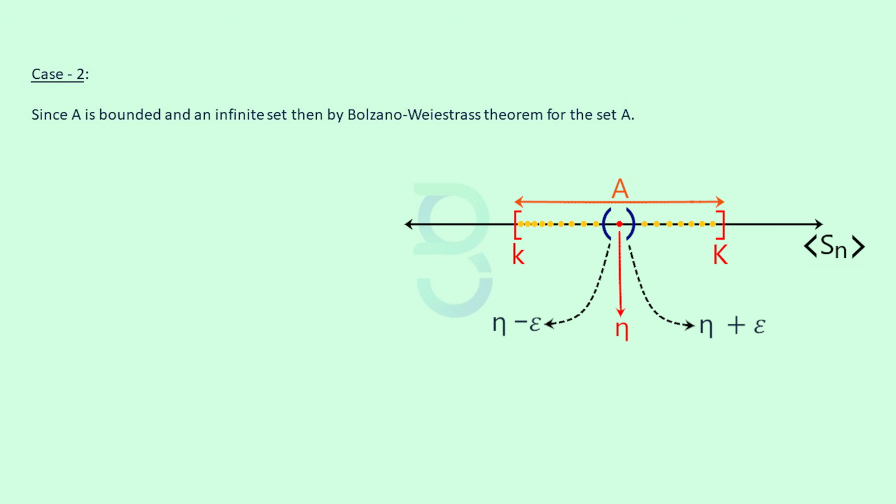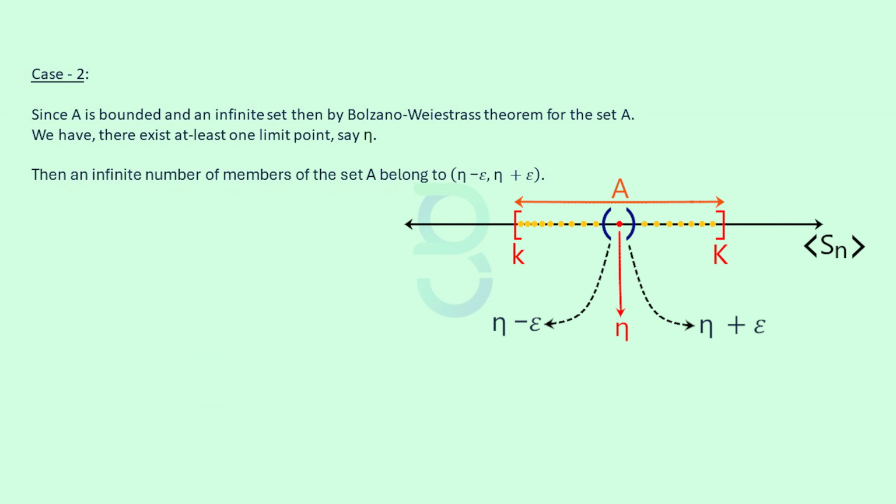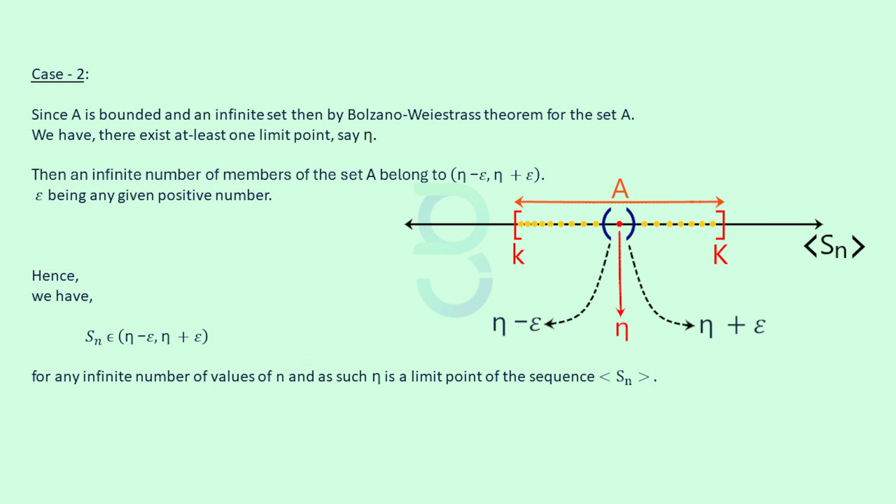Since here A is bounded and an infinite set, by the Bolzano-Weierstrass theorem for the set A, there exists at least one limit point, say eta. Then an infinite number of members of the set A belong to the open interval (eta minus epsilon, eta plus epsilon), epsilon being any positive real number. Hence we have Sn belongs to the open interval (eta minus epsilon, eta plus epsilon) for an infinite number of values of n, and as such eta is a limit point of the sequence Sn. So we proved that every bounded sequence with an infinite range has a limit point.